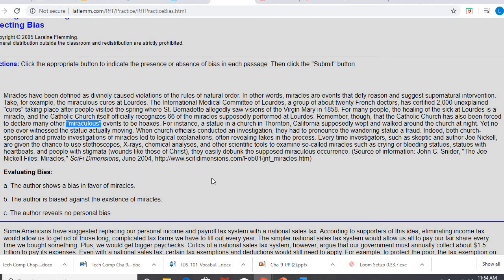For instance, a statue in the church in Thornton, California supposedly wept and walked around the church at night, yet no one ever witnessed the statue actually moving. When church officials conducted an investigation, they had to pronounce the wandering statue a fraud. Indeed, both church-sponsored and private investigations of miracles led to logical explanations, often revealing fakes in the process. Every time investigators, such as the skeptic and author Joe Nickell, are given the chance to use stethoscopes, x-rays, chemical analyses, and other scientific tools to examine so-called miracles such as crying or bleeding statues, statues with heartbeats, and people with stigmata, wounds like those of Christ, they easily debunk the supposed miraculous occurrence.